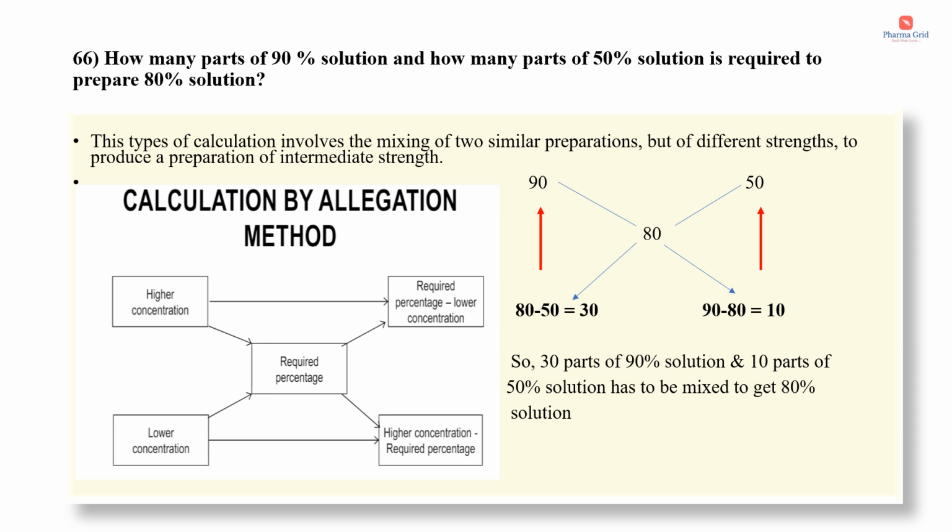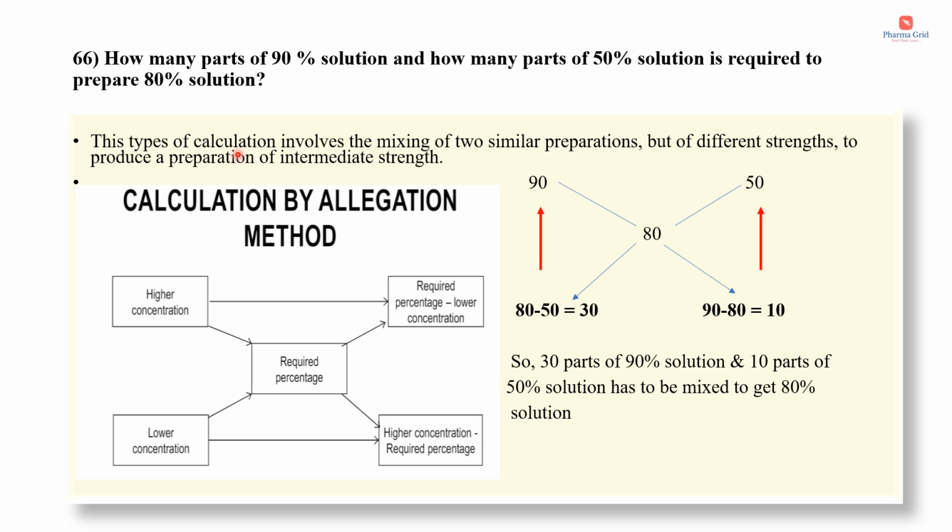So today we are going to discuss some calculations related to dilution and mixing, and we will do calculations using the alligation method as well. So let's discuss the first question. How many parts of 90% solution and how many parts of 50% solution are required to prepare 80% solution?